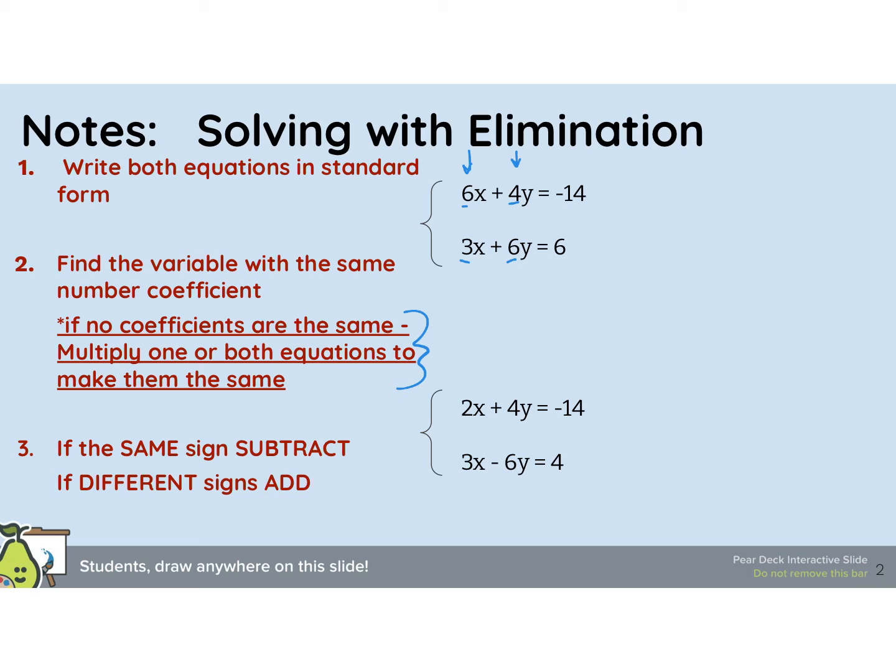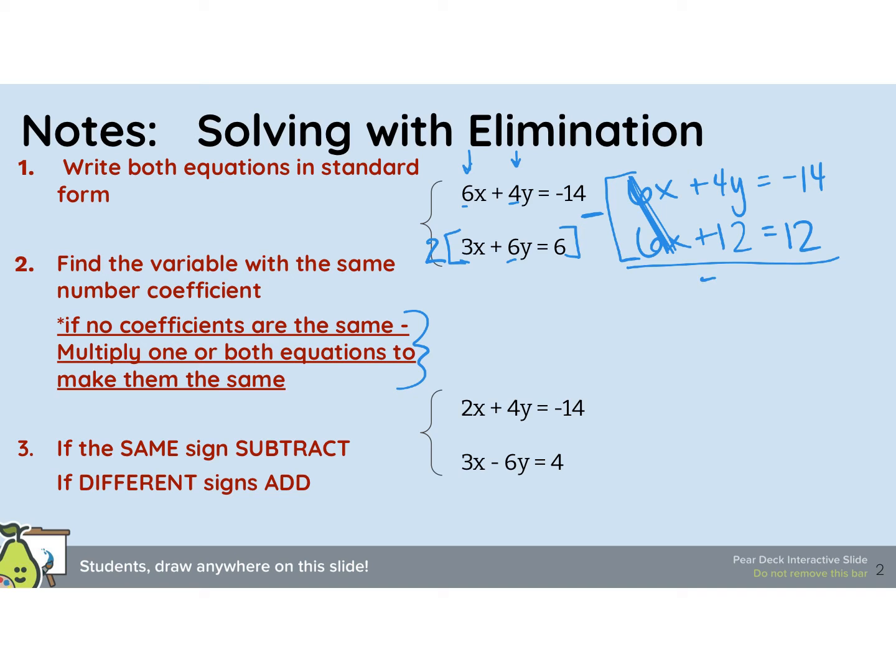So if I look at my x's, I have 3 and 6, right? I can make 3 into 6 if I multiply by 2. So I'm going to take this whole equation and multiply it by 2. So I'm going to get 6x plus 12y equals 12. And then I'll just rewrite the first equation exactly how it was. And now that my x's are the same, I can subtract, and that will eliminate my x's. So this is negative 8y equals negative 26. We're not going to solve. I just wanted to show you when you have to multiply one equation.